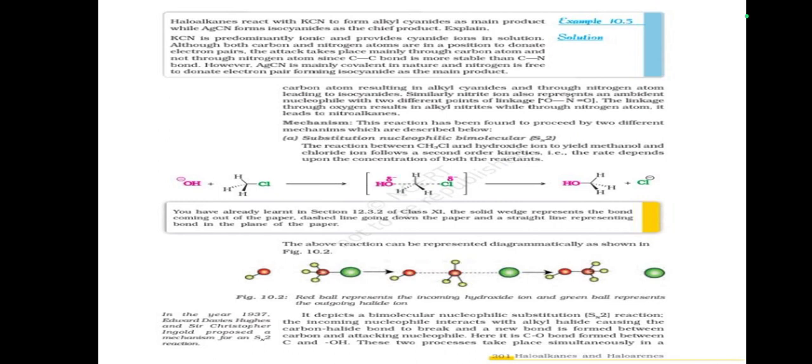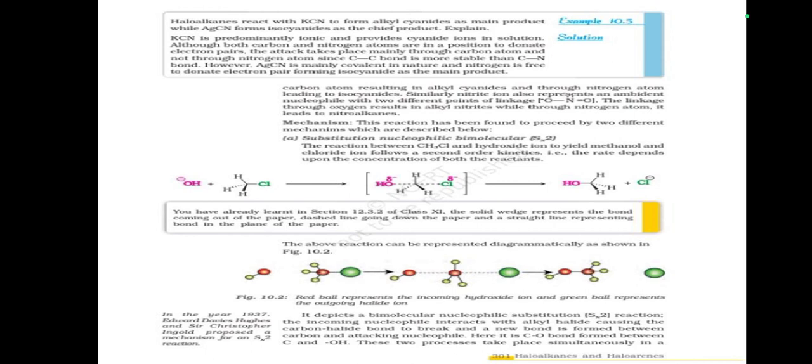Similarly, a nitrite ion also represents an ambident nucleophile with two different points of linkage. The linkage through oxygen results in alkyl nitrites, while through the nitrogen atom it leads to nitroalkanes. Mechanism: this reaction has been found to proceed by two different mechanisms, which are described below.